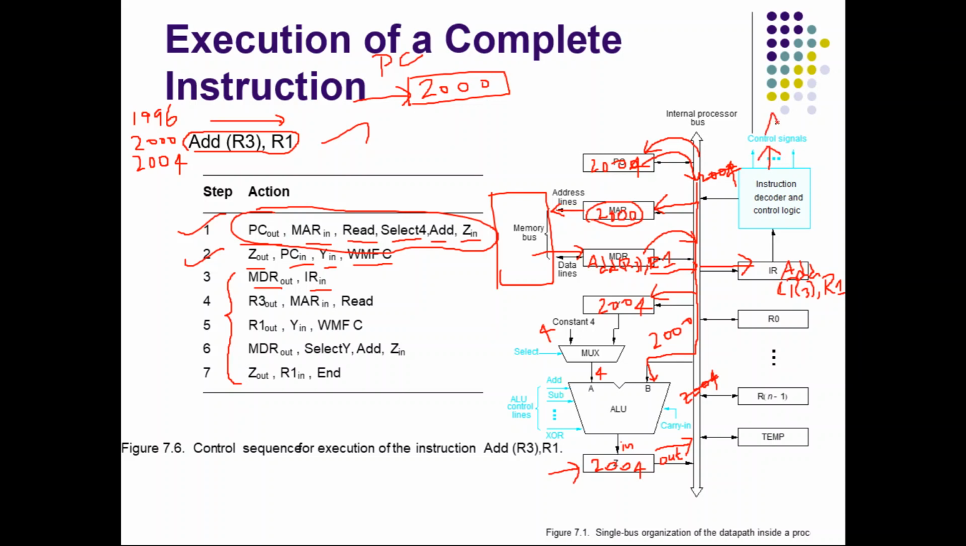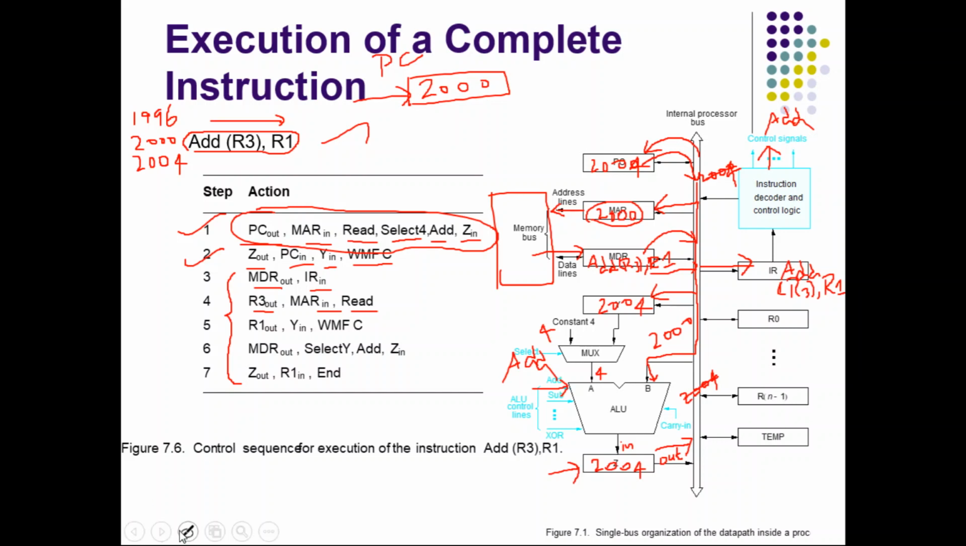So this information it will understand and it will generate the appropriate control signal. In this case it is add, so it will create an add signal. This add will be enabled in the ALU. So it is add, so we have to perform some add operation. So this much it will be done. Then what we do, R3 out, MAR in, read.